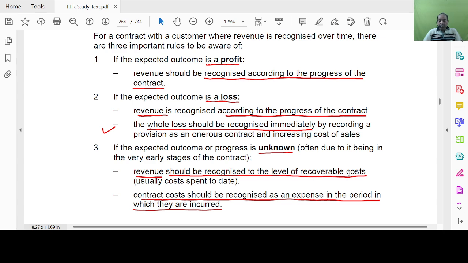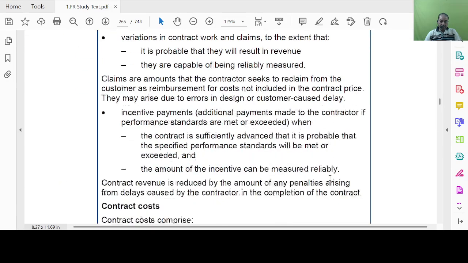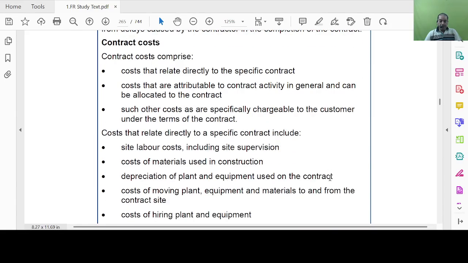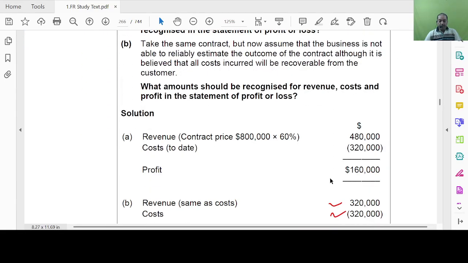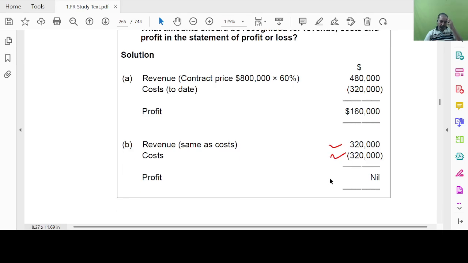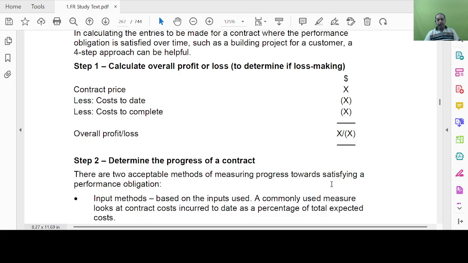And contract costs should be recognized as an expense in the period in which they are incurred. Okay? So there is a format that we have to follow. Let us see the format. The format is like this.